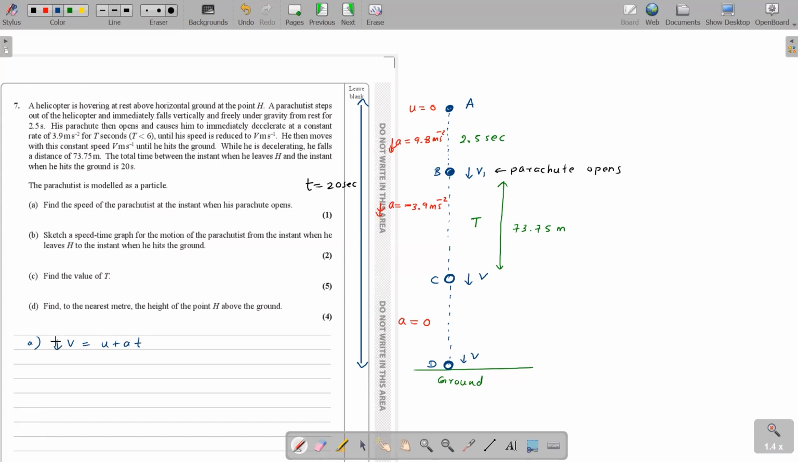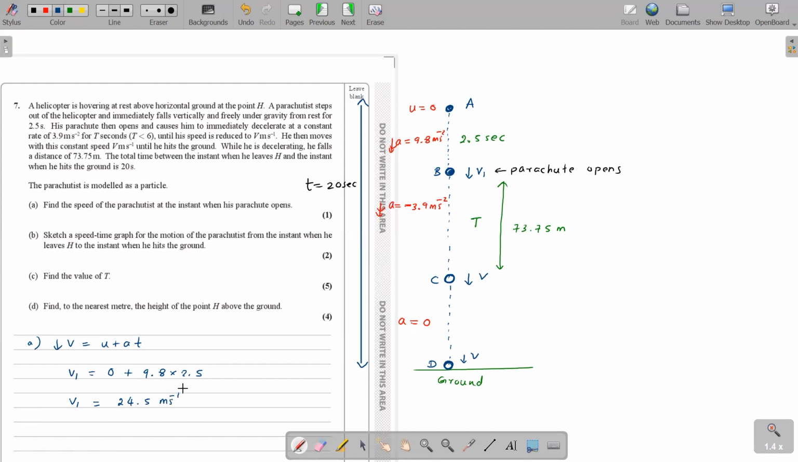If I want to find the speed when the parachute opens, I have marked the speed as V1 in my diagram. V1 equals, initial is 0, acceleration 9.8, time taken is 2.5 seconds. Multiply, how much is V1? 9.8 into 2.5, how much? 24.5 meters per second. Agreed?